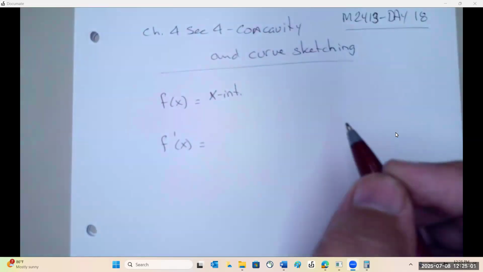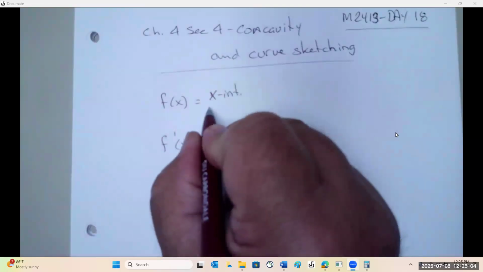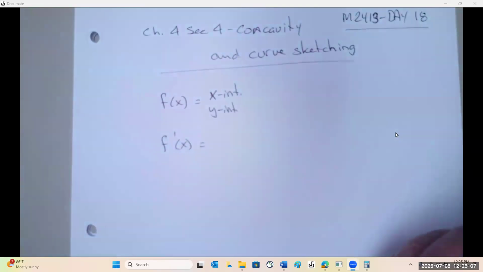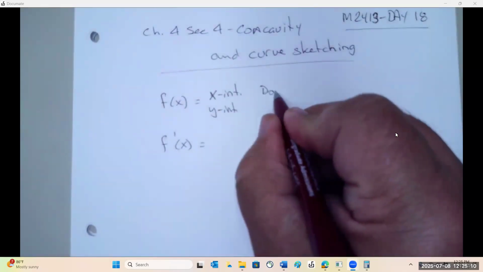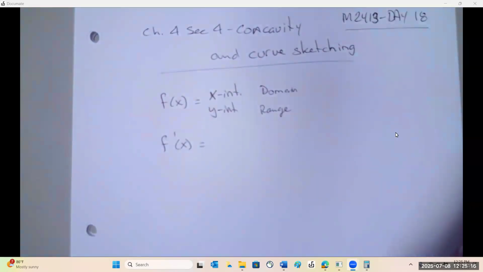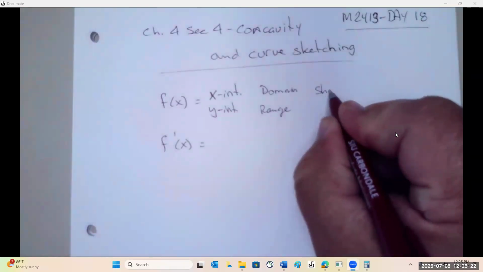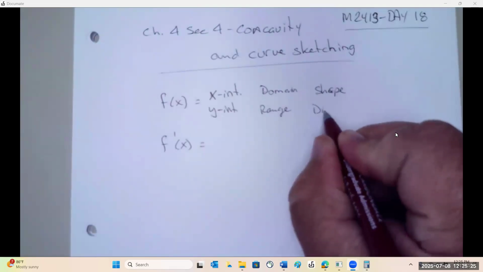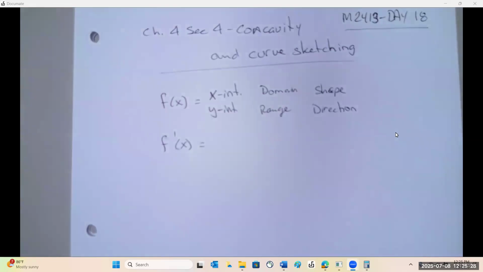The x-intercept, the domain and range, yes. The y-intercept, the domain, the range, the shape, the direction. When you say positive, what do you mean positive and negative? Yeah, if the leading coefficient, because remember, in any polynomial, always look at the leading coefficient. That tells you the shape and the direction of the curve.